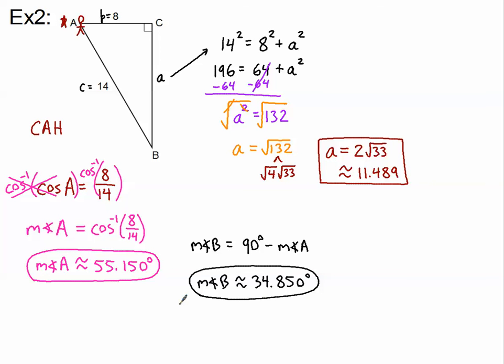So this one's a little bit different. We needed the Pythagorean theorem to find the missing side, and then we set up and did an inverse cosine in this case to find one of the missing angles, and we subtracted from 90 degrees. That's the end of this tutorial.